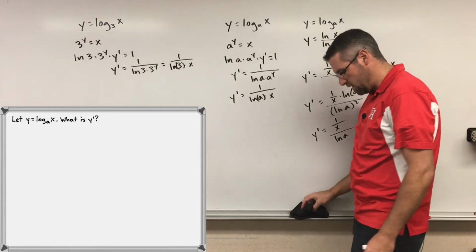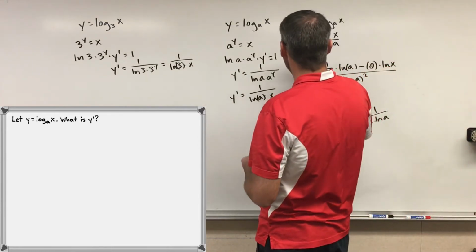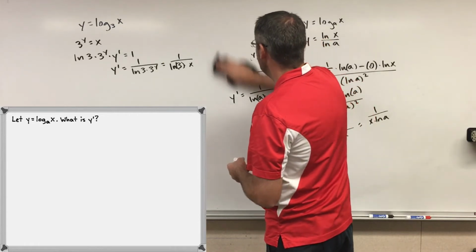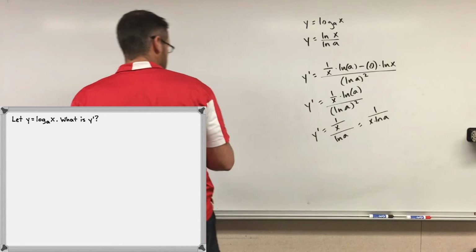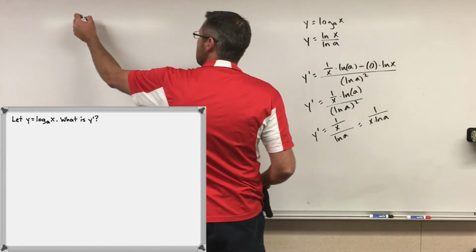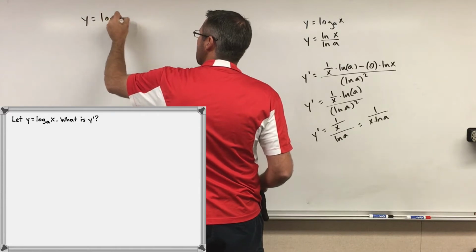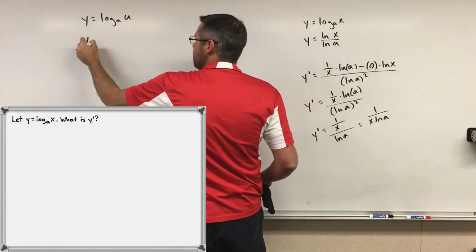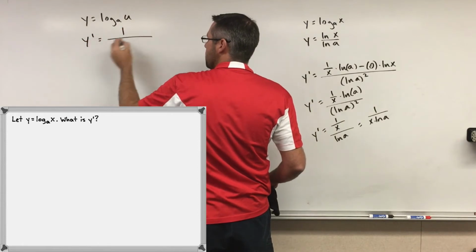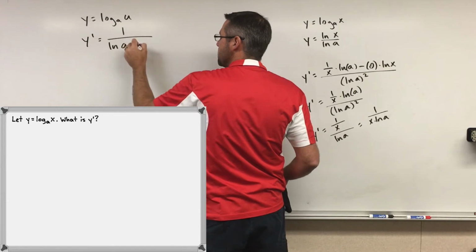So let's go ahead and look at an example of this real fast using the chain rule again to make sure we're on the right track here. And I'm going to go ahead and write down that rule off to the side so I can use it quickly. If y equals the log with a base of a constant of a function, then the derivative of that is going to be 1 over the natural log of the base times the argument.